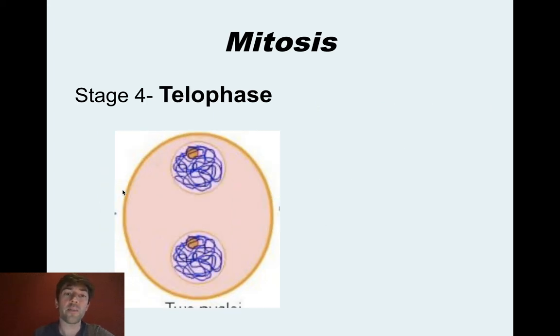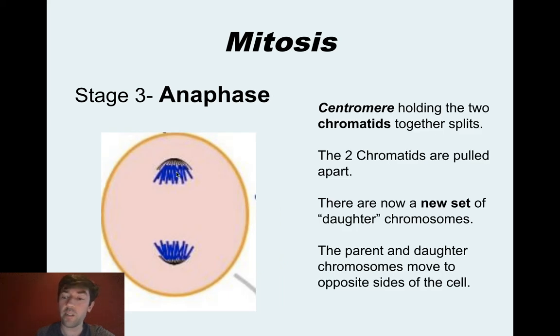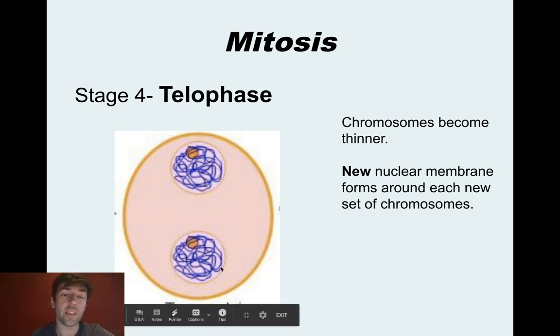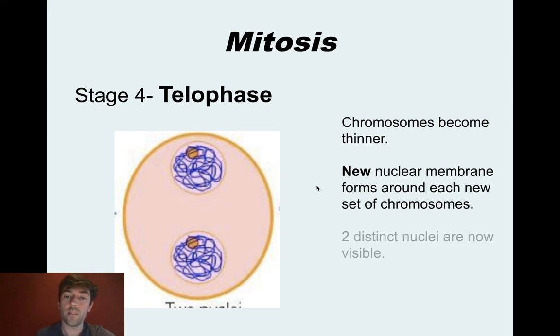Stage 4 is telophase. The chromosomes become thinner. You can see that here, that the depiction of these chromosomes is thinner compared to these ones, which are thicker. And so a new nuclear membrane forms around each new set of chromosomes, which means there's a new nucleus. And you can see that. Look at this circle going around the DNA. So that's a new nucleus forming. So we now have 2 nucleuses, or nuclei, in this cell. And you can see that. They're now visible.